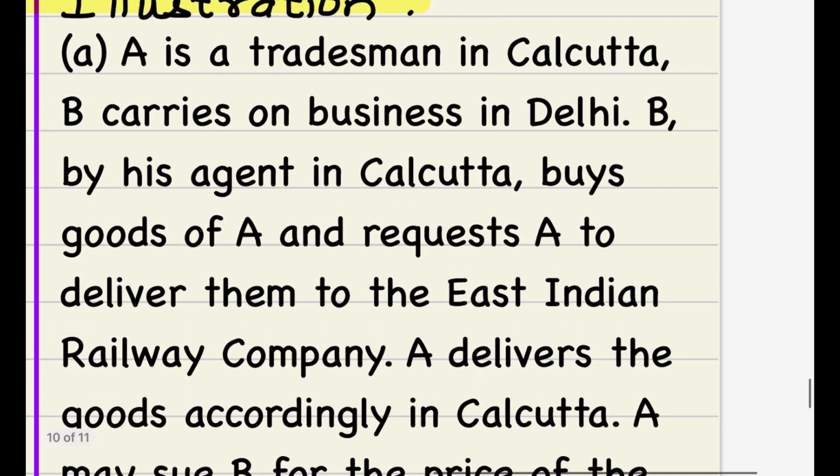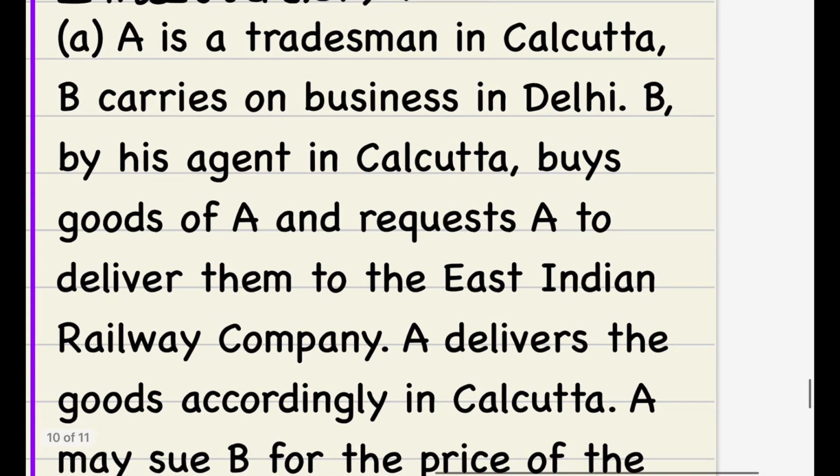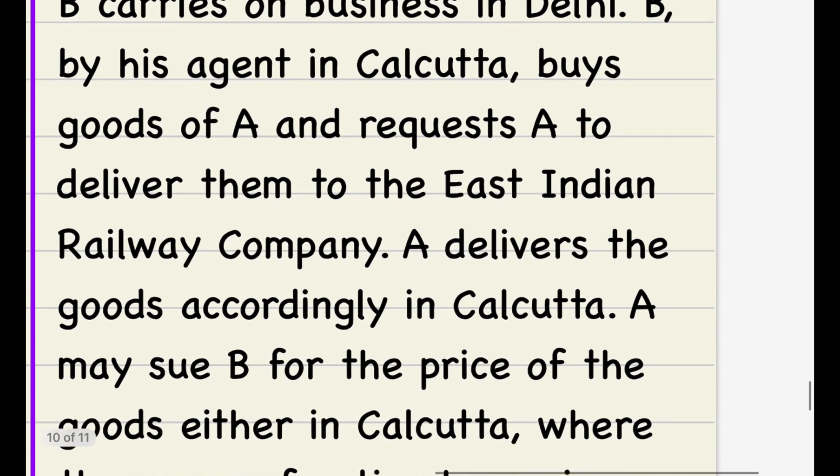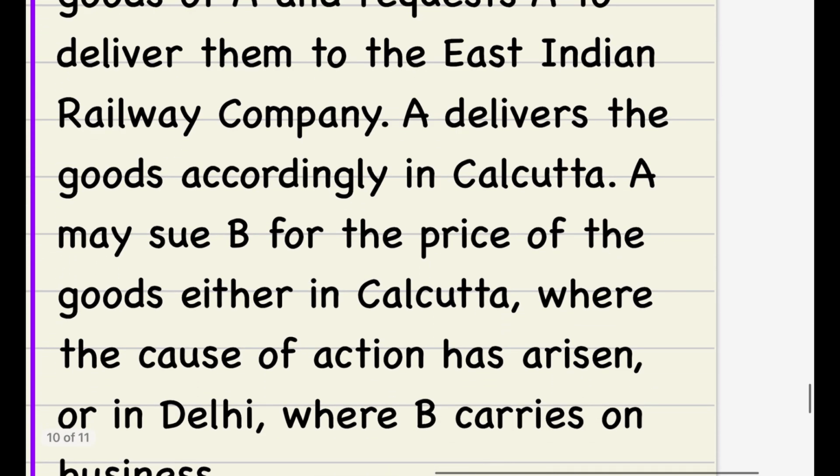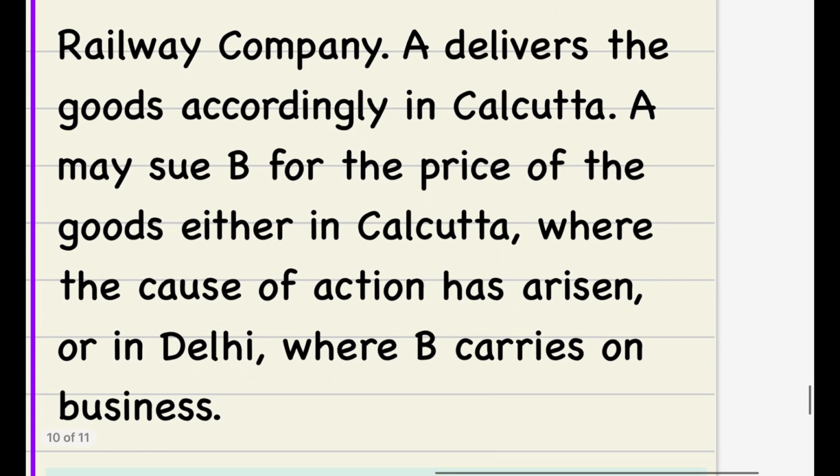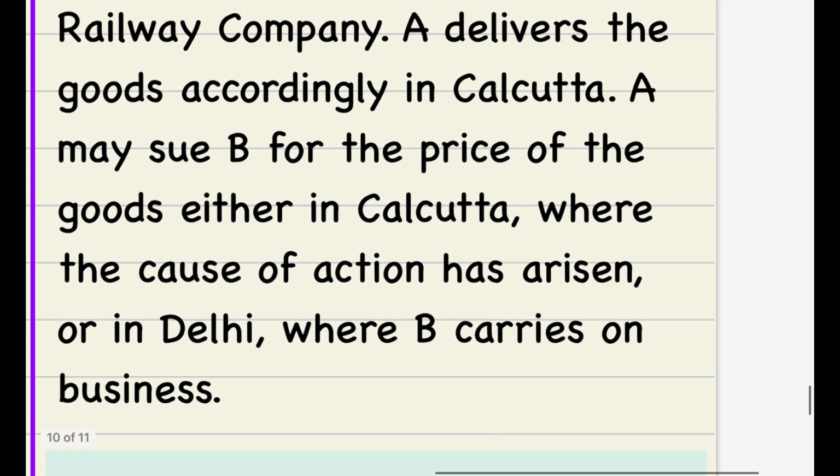There's an illustration given. A is a tradesman in Calcutta. B carries on business in Delhi. B, by his agent in Calcutta, buys goods of A and requests A to deliver them to the East India Railway Company. A delivers the goods accordingly in Calcutta. A may sue B for the price of the goods either in Calcutta, where the cause of action has arisen, or in Delhi, where B carries on his business.